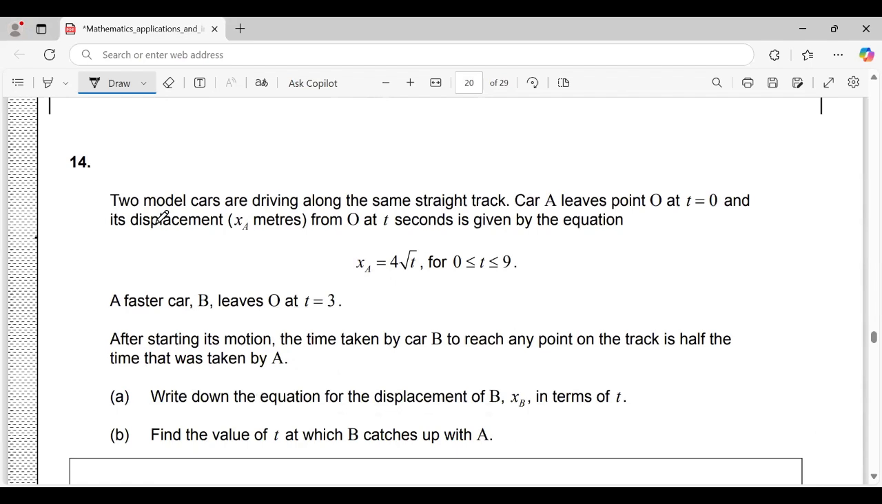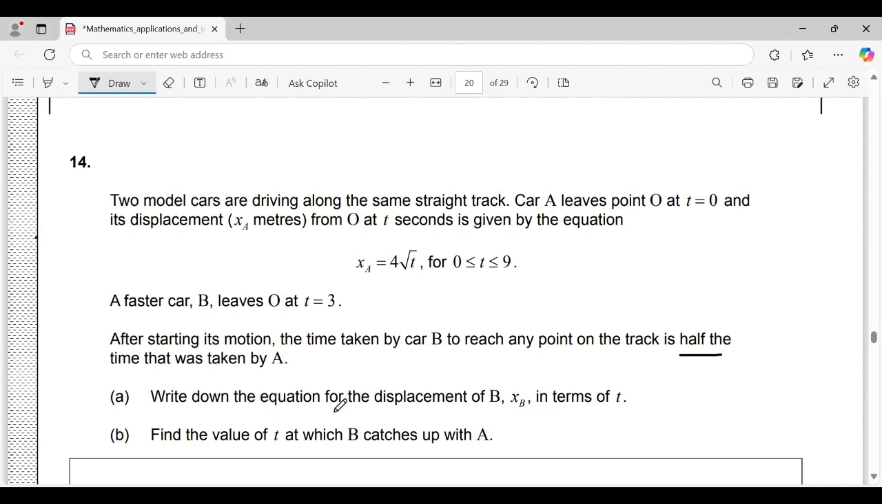Question 14. Two model cars are driving along the same straight track. Car A leaves point O at t equals 0 and its displacement xA meters from O at t seconds is given by the equation xA equals 4 square root t, for t in the interval 0 to 9. A faster car B leaves O at t equals 3. After starting its motion, the time taken by car B to reach any point on the track is half the time taken by A. That's the time taken by car B.